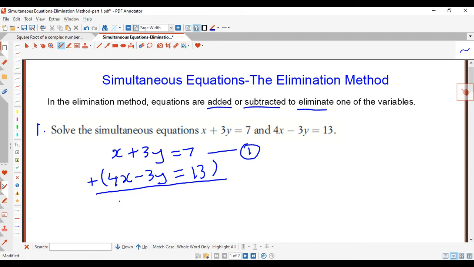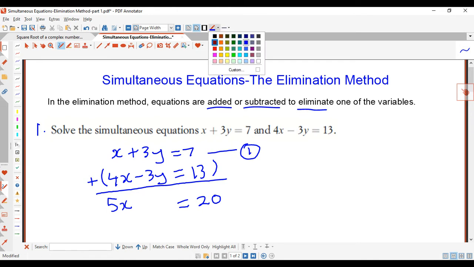x plus 4x is 5x. 3y plus negative 3y is 0 because it becomes 3y take 3y. So we don't have to write anything there. And then 7 plus 13 is 20. You can see why it's called the elimination method, because the y terms have been eliminated. I've just got the x now.